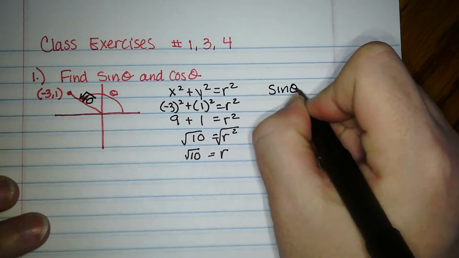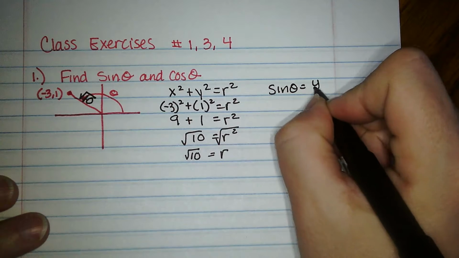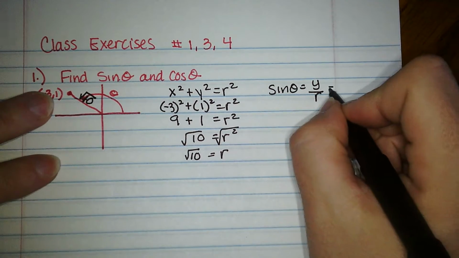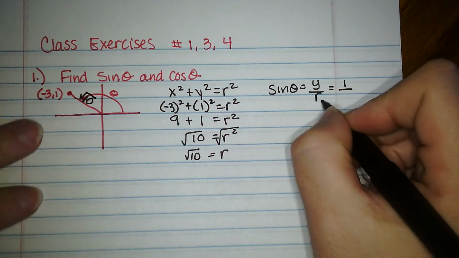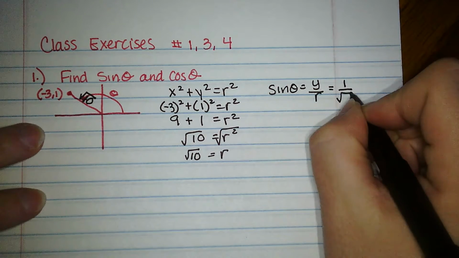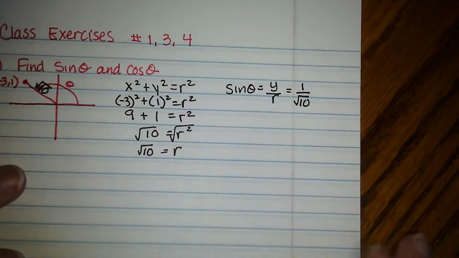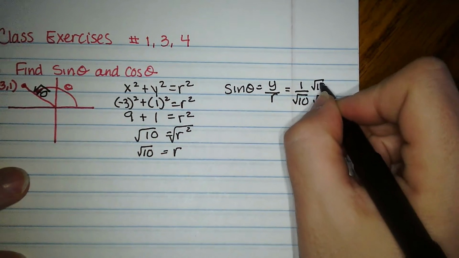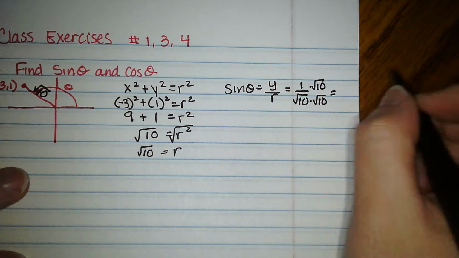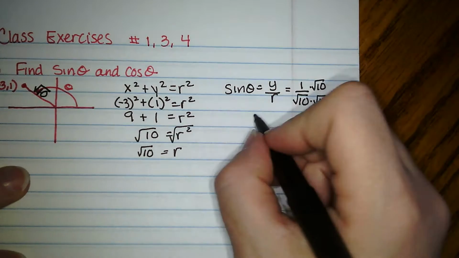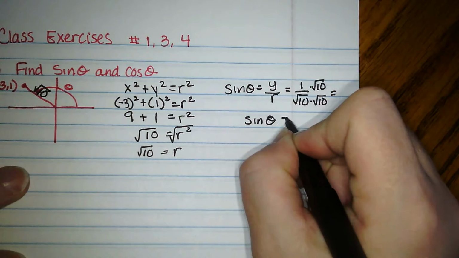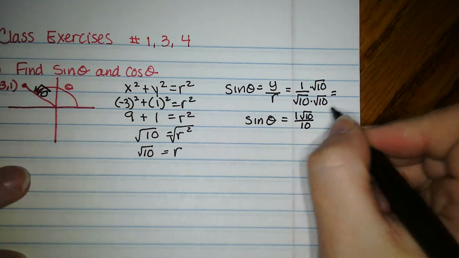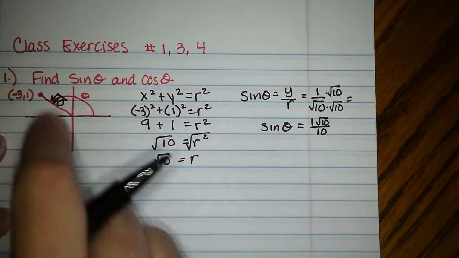So the sine of theta, as we've learned, is y over r. Our y coordinate is 1, and our radius is square root of 10. So all you have to do is rationalize. And your answer will be the sine of theta is 1 radical 10 over 10. It's positive because sine is positive in quadrant 2.